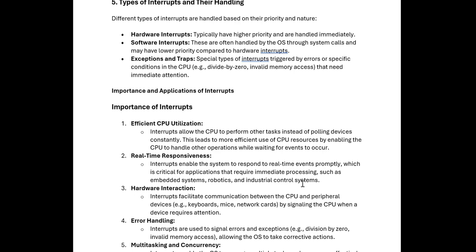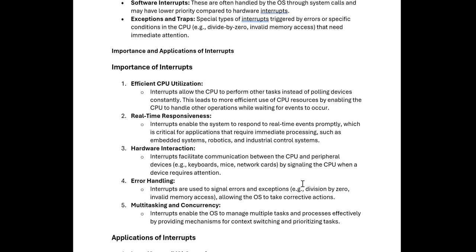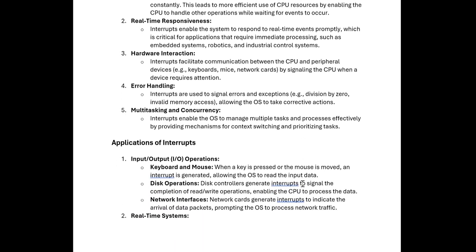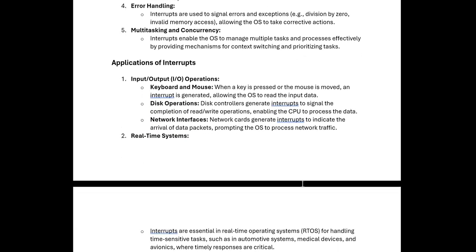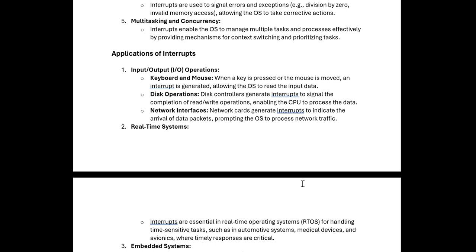Importance and applications of interrupts. Importance of interrupts: efficiency, resource utilization, real-time responsiveness, error handling, multitasking, and concurrency. Applications of interrupts: input and output operations, to run smoothly the keyboard and mouse operations, disk operations, and network communications.